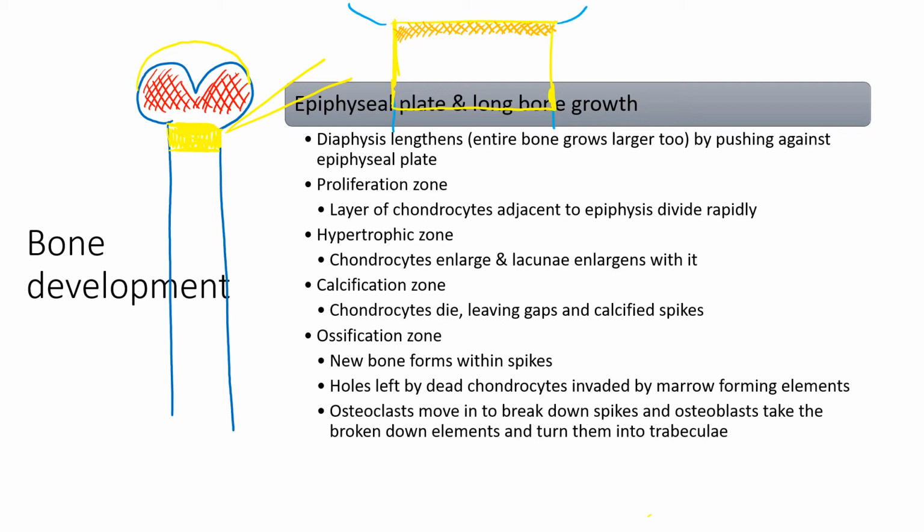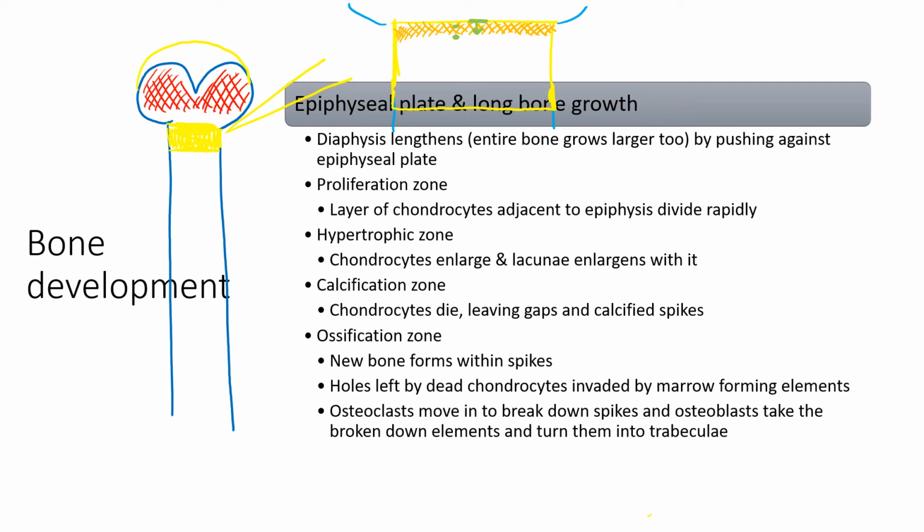In the hypertrophic zone, chondrocytes enlarge and lacunae enlarge with them. So your chondrocytes that were up here divided, and now the old ones are down here. Think about the same way as with epithelium, where the oldest cells will divide and then push stuff back up towards the surface, so that you have the newest cells on the bottom and the old cells get pushed up towards the surface and eventually die. In this case, you have the chondrocytes, which are nice and young up here, and they get older as they move down, away from the epiphysis effectively.